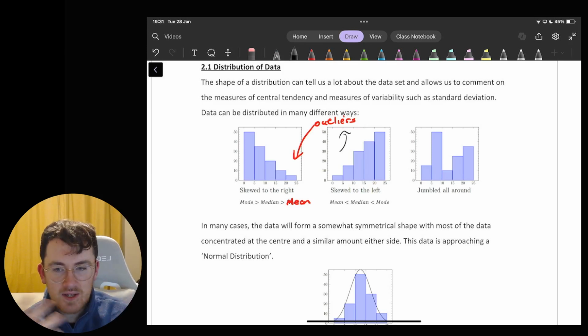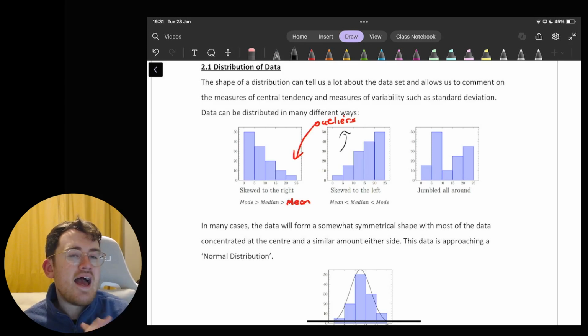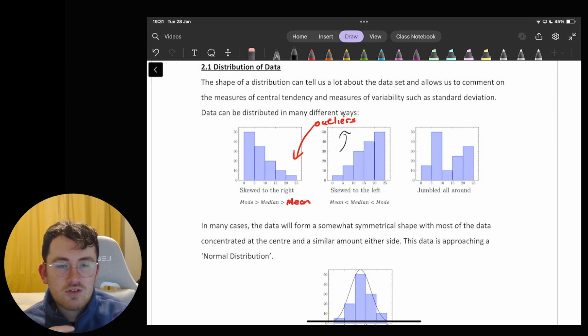Then we have jumbled all around, the technical term, as it were, where all the data is jumbled around. There's no clear distribution there, and not a clear center for a lot of the information. There is a modal range for a histogram shape in the 5 to 10 interval. We can see that does seem to be the most frequent interval, but otherwise there's no clear pattern to the distribution.